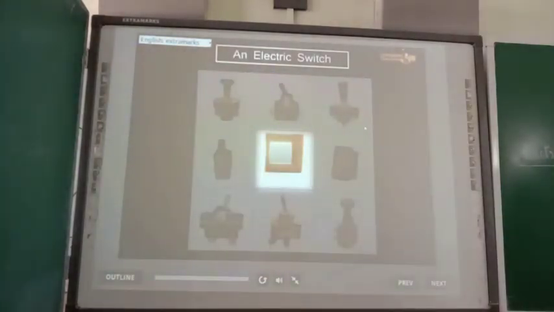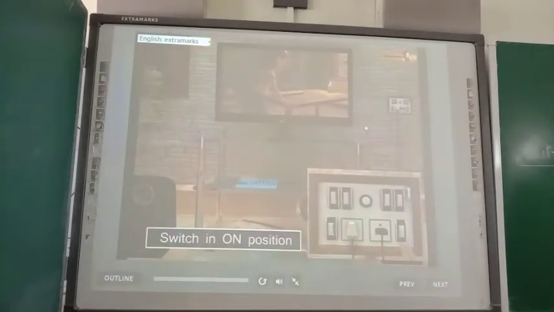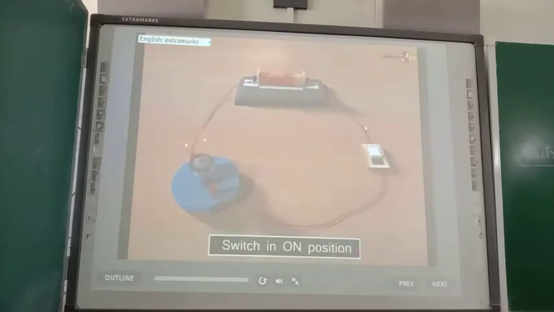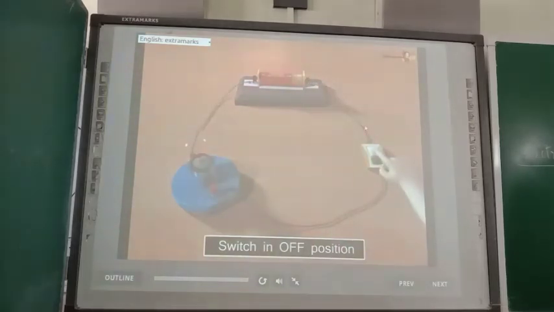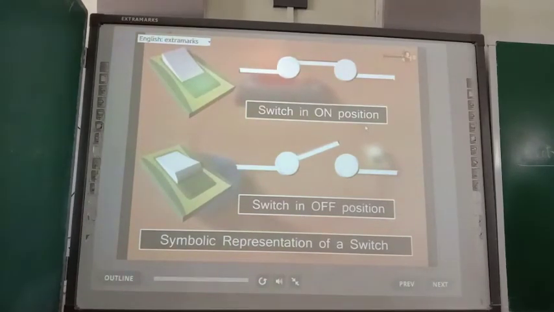An electric switch. It is a device which is either used to complete or to break the electric circuit. If the switch is in on position, then the current flows through the circuit. Otherwise, in its off position, no current flows through the circuit. The symbolic representation of an electric switch in on and off positions is shown.